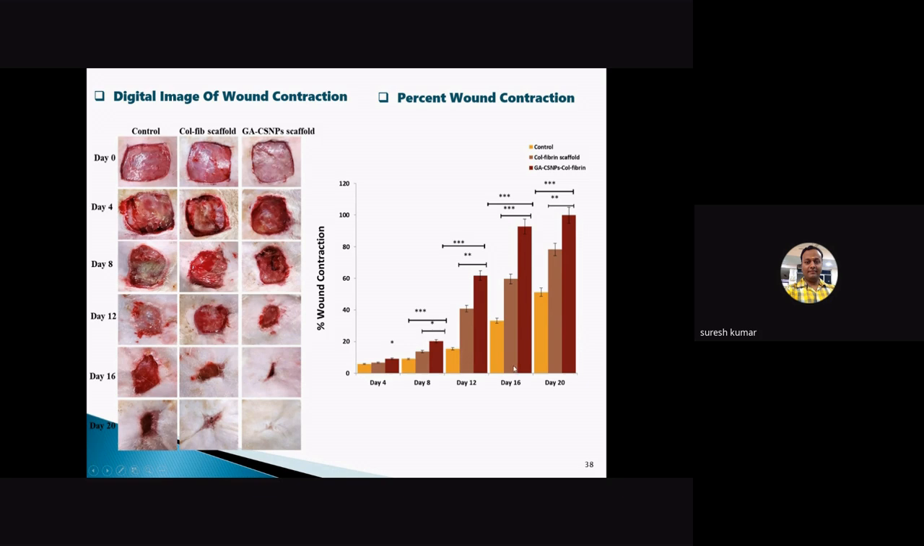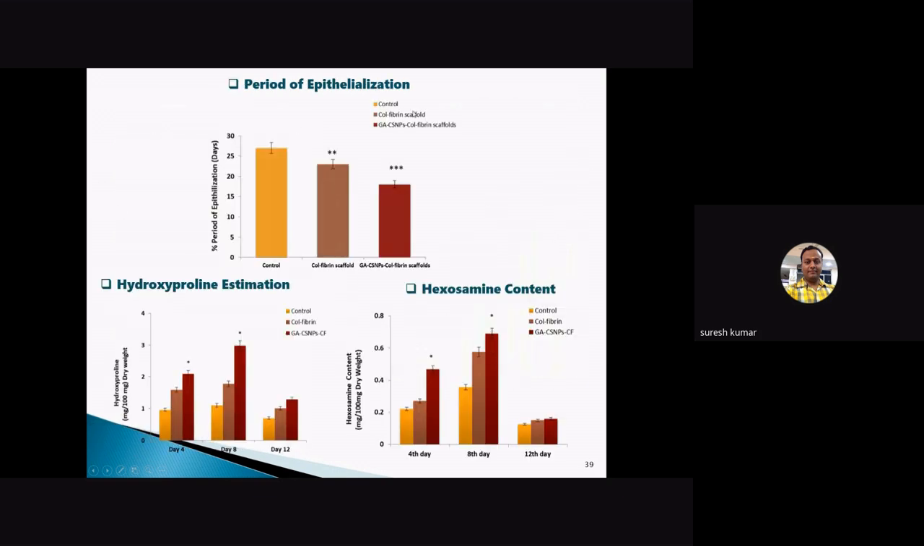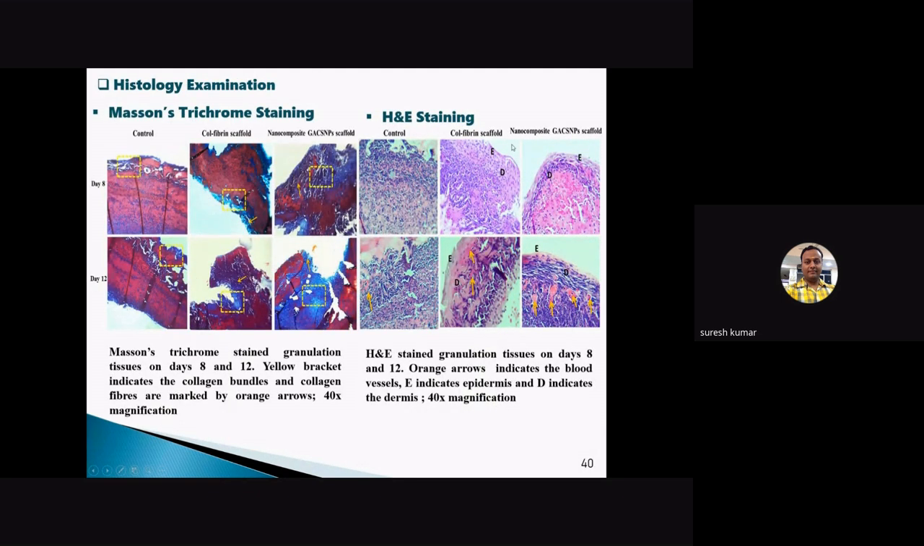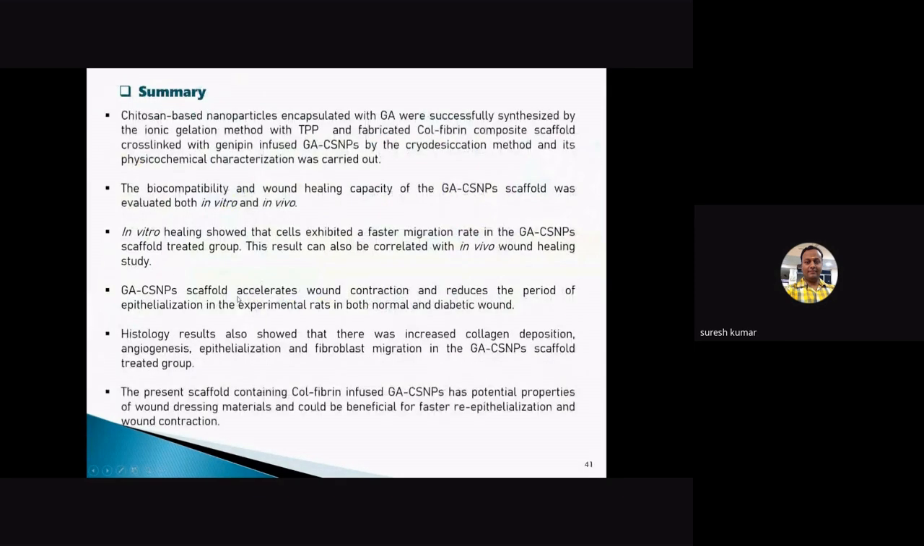Similarly, wound contraction was measured. As I told previously, a similar experiment has been carried out to show the period of epithelialization, indirect measurement of hydroxyproline estimation, and exosome. Both at 8 days in the diabetic model has been increased significantly, which is able to form the ECM membrane. Similarly, to support this, we have further done Masson's trichrome staining and hematoxylin staining for the new blood cells formation as well as the collagen tissue formation.